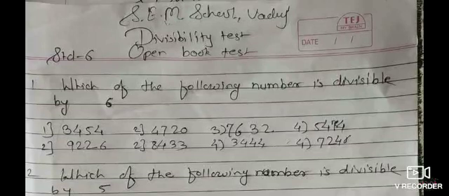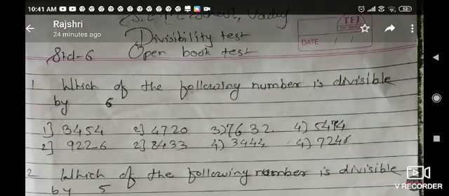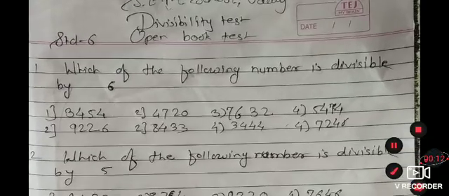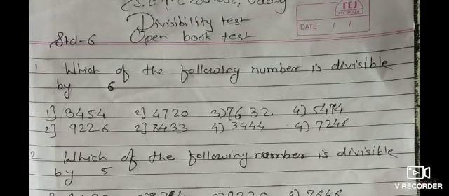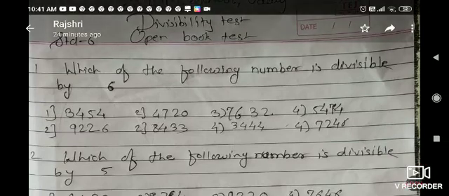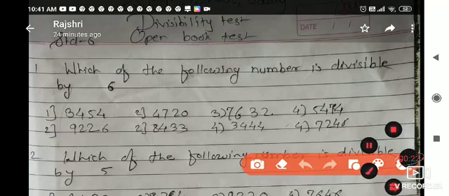Hello students, today we will discuss the divisibility test, open book test. It is okay, and we have to discuss the divisibility test. Before starting the test, we will revise the divisibility tests that are there for you in the syllabus. So what is the divisibility test of 2?